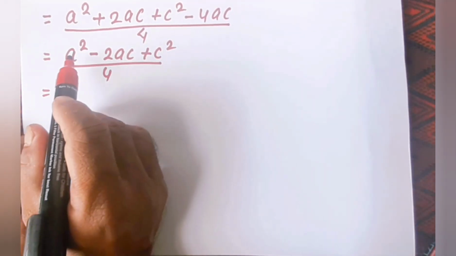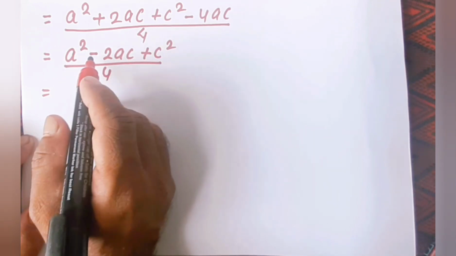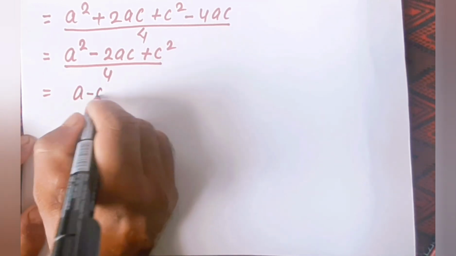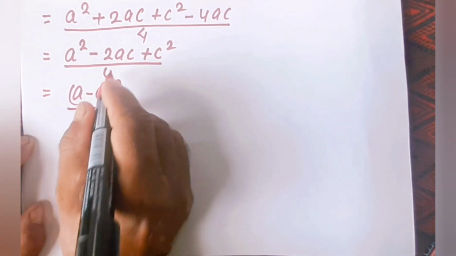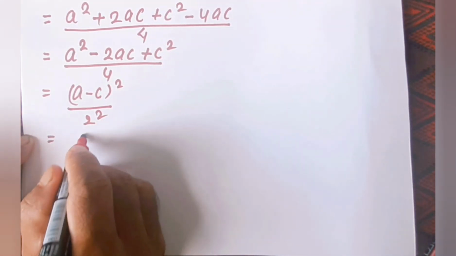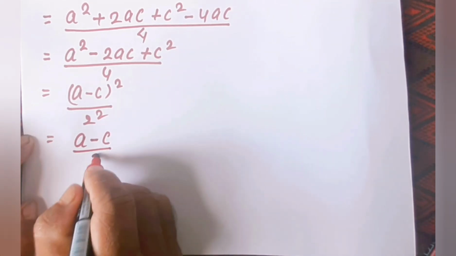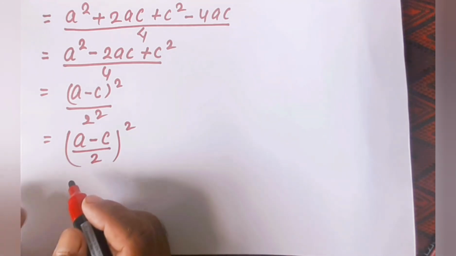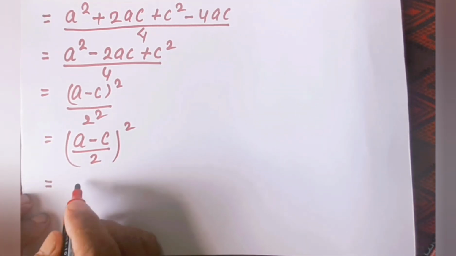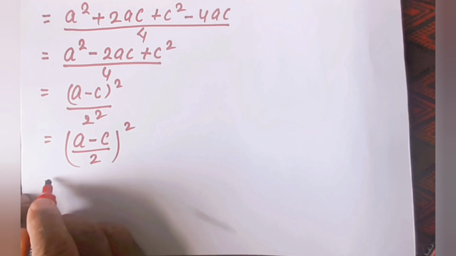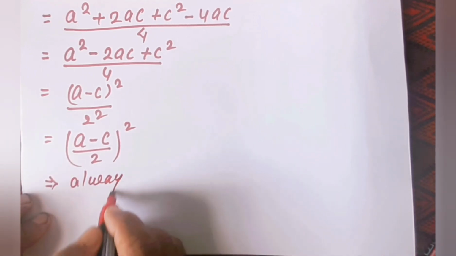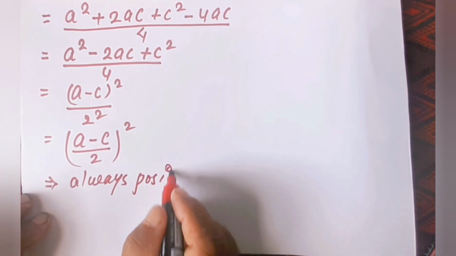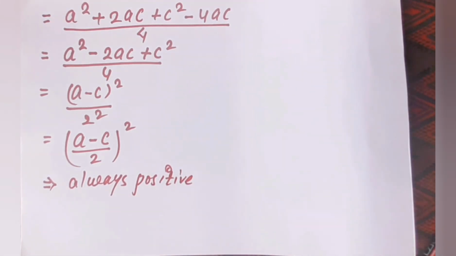Now this becomes A square minus 2AC plus C square. This is the expansion of (A minus C) whole square, upon 4, meaning the square of 2. This we can write as (A minus C upon 2) whole square. Now this is always positive. The square of any negative number becomes a positive number, so this becomes always positive.